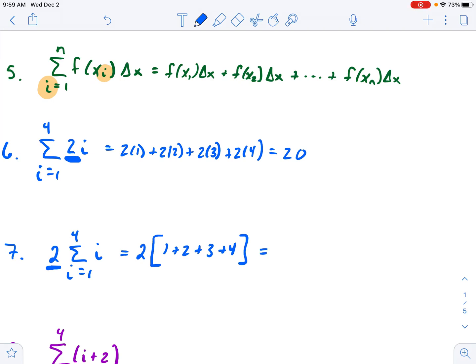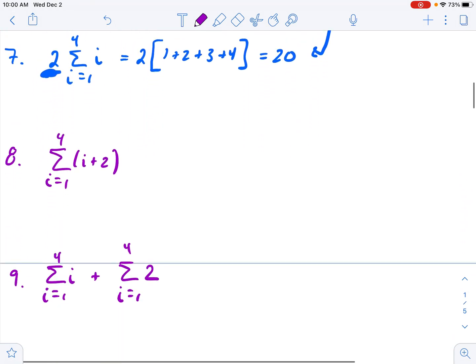Well, if we add up that inner quantity, we get 10, and 2 times 10 is 20. The point is, notice these two came back exactly the same. It doesn't matter if the constant is within the summation or outside of the summation, it's going to come back the same. Okay? And again, I'm going to formalize these in just a moment for you. And the next two examples kind of go together here as well.